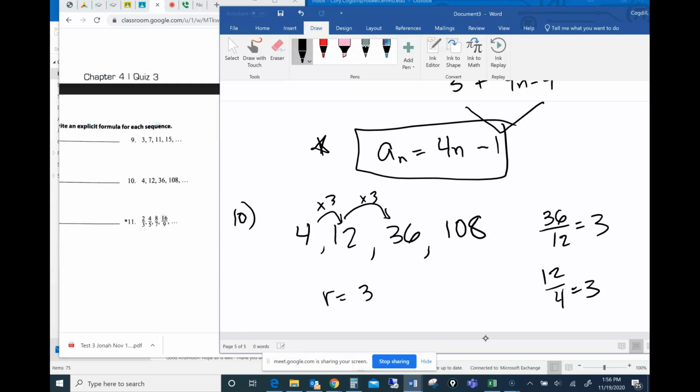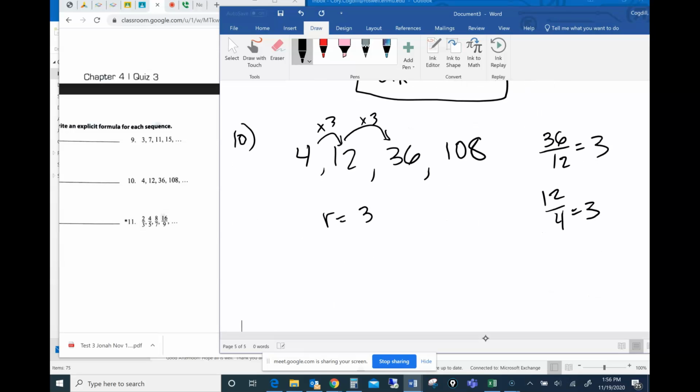Now, if you look in your book for explicit formulas, and I did say you could use your book, you will find this on, hang on, let me give you the page number. It's under geometric sequences. And it is on page 160.